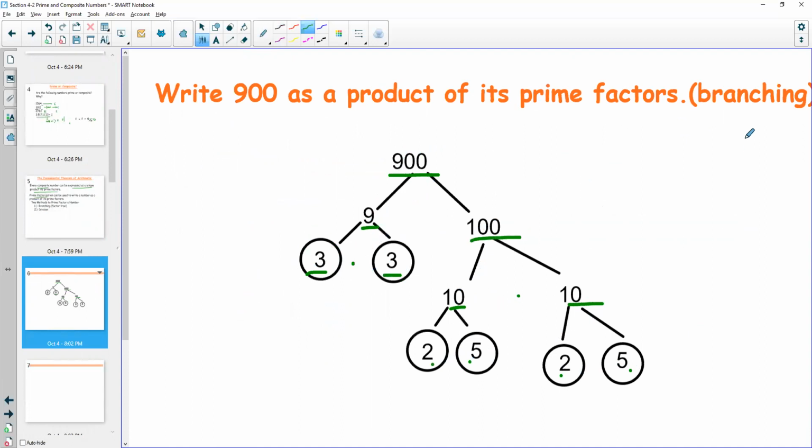So when I'm finished, what I do is I write out my prime factorization as powers of prime factors. So I have 2 squared because I have 2 2's. I have 3 squared because I have 2 3's. And I have 5 squared because I have 2 5's. Okay, so that is the prime factorization of 900. So now let's try another one.